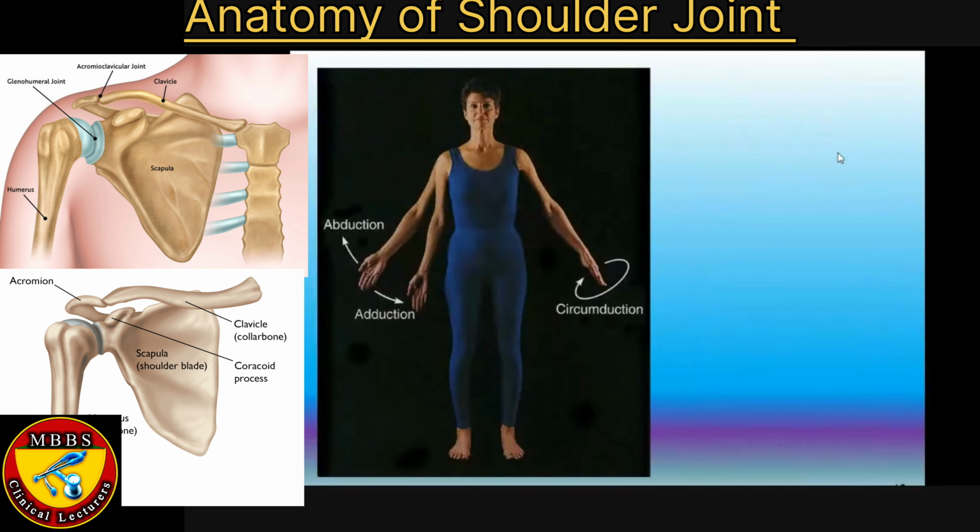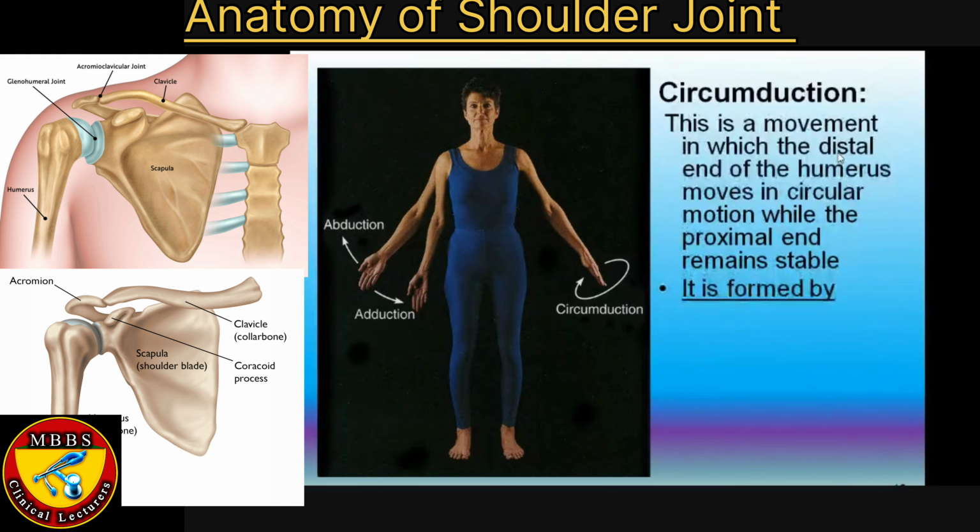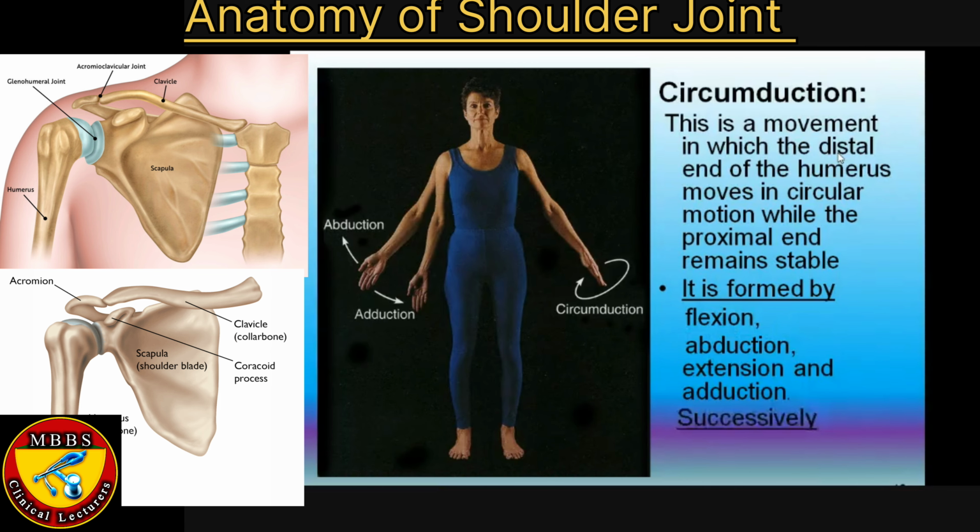The last action is the circumduction, which is a combination of movements: flexion, extension, abduction, and adduction. This is the movement in which the distal end of the humerus moves in a circular motion while the proximal end remains stable. And therefore, all the movements combine and follow with the circumduction.